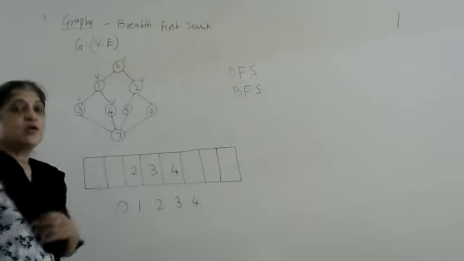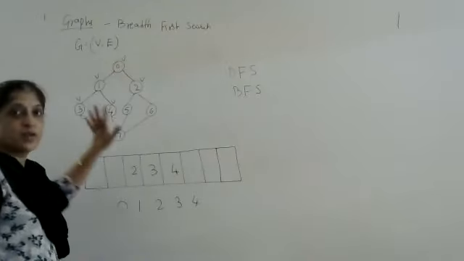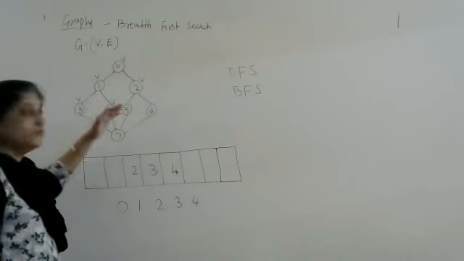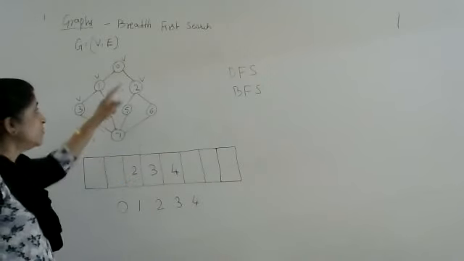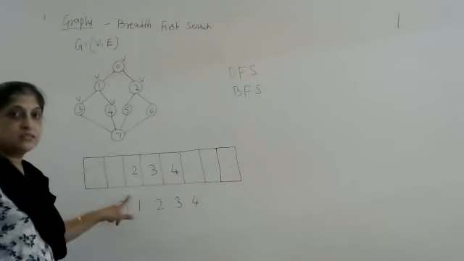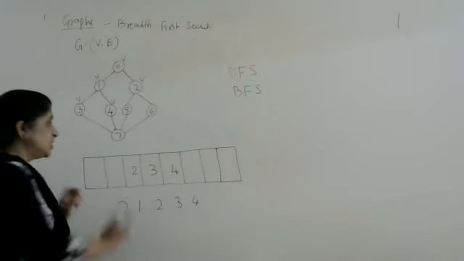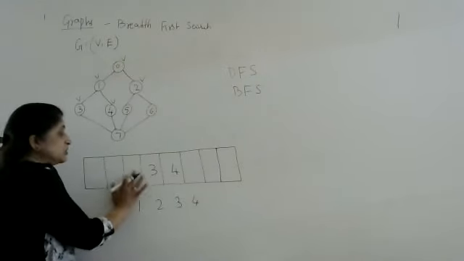Now we have visited all the adjacent vertices of 1. Then we have to still continue. Then what should we do? We have to go to the queue and see what we have at the front of the queue. At the front of the queue, we have 2. Remove this from the queue.